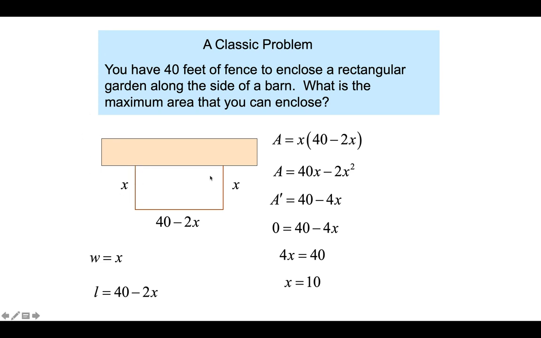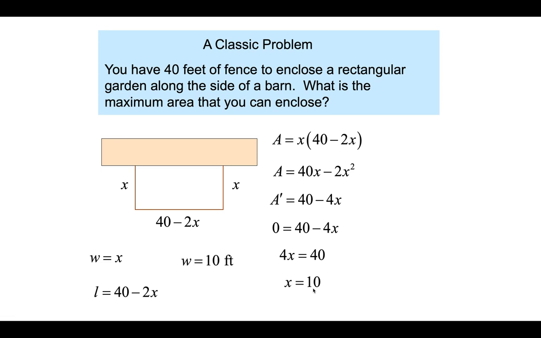You also want to check the endpoints of what these values can be. The smallest x could possibly be 0, okay? But when you plug that into the area, you're going to get 0. The largest x could be is 20 because we have two of them. But then 40 minus 2x would be 0. So our two endpoints for our area are (0, 0) and (20, 0). So neither one of those could possibly be a maximum. So our absolute maximum must be at x equals 10.